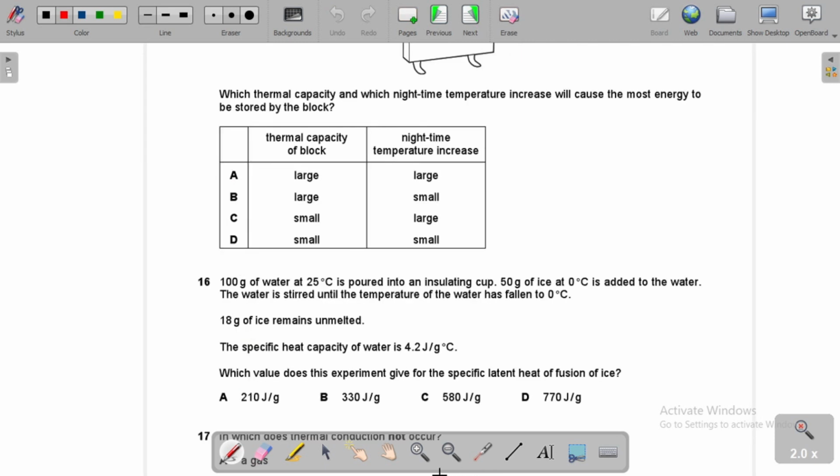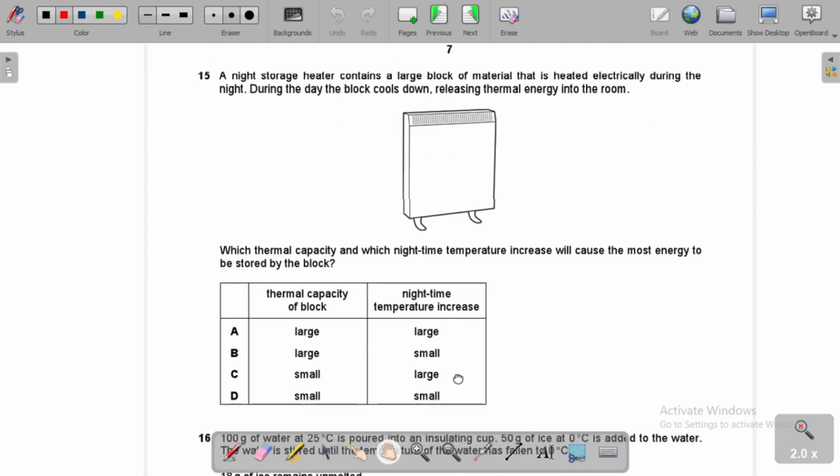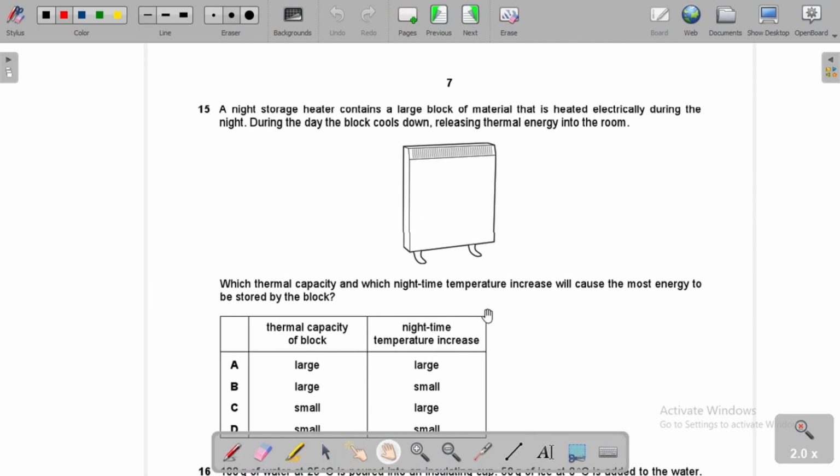And that is question 15. Okay. Question 15. A night storage heater contains a large block of material that is heated electrically during the night. During the day, the block cools down, releasing thermal energy into the room. Which thermal capacity and which night temperature increase will cause the most energy to be stored? We're talking about thermal capacity here, and we're talking about energy.